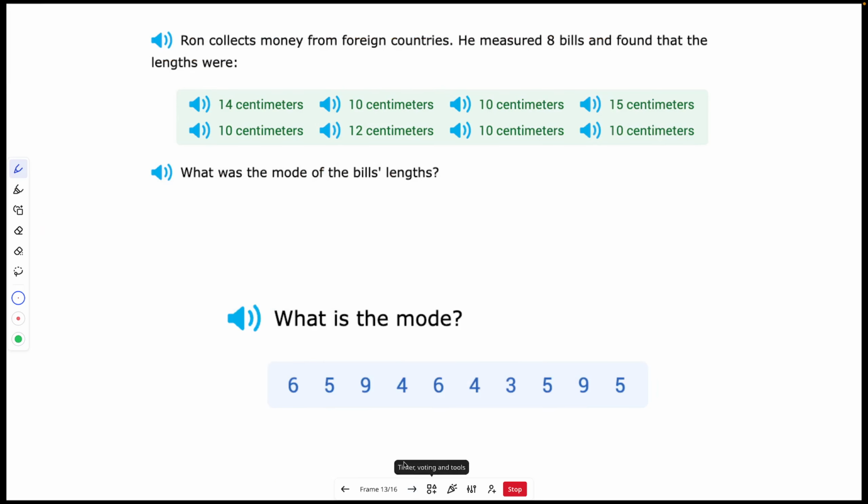All right, time to practice. Go ahead and unpause the video and try these 2 problems on your own. When you're ready, unpause the video and we'll check your answers.